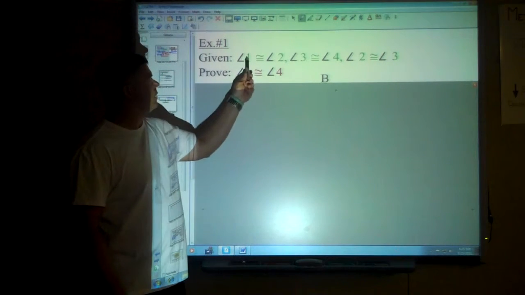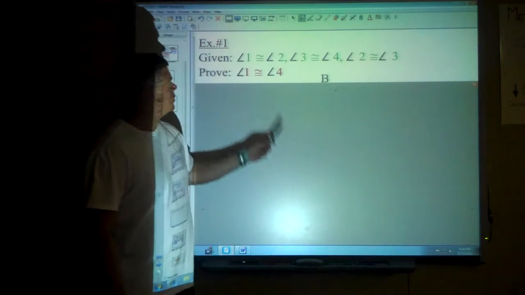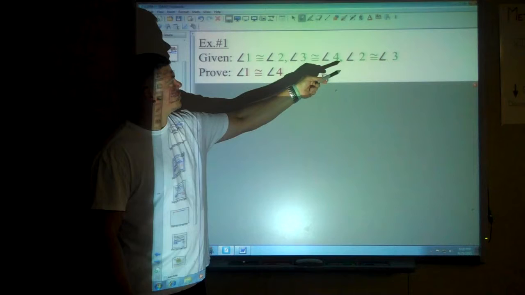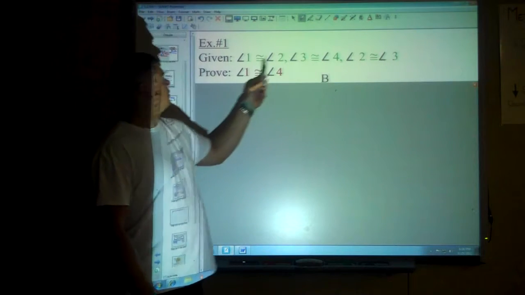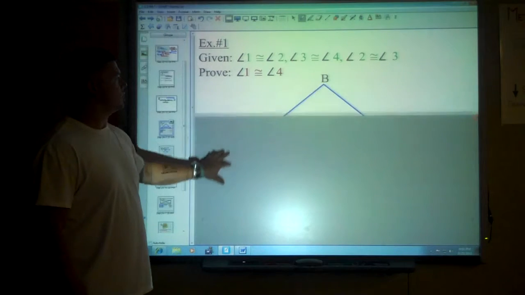Now think about what you have up here. 1 is the same as 2. And then later on 2 is the same as 3. So that kind of tells us that 1 is the same as 3. Then 3 is the same as 4, which is what we're looking for. So it's not that far off. You can logically see through it.